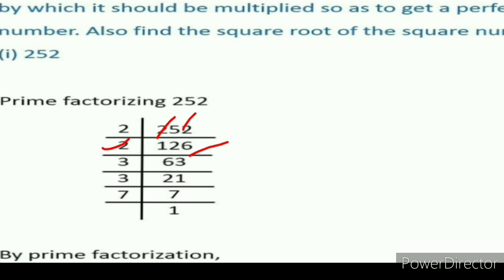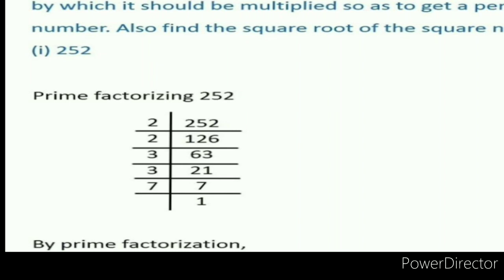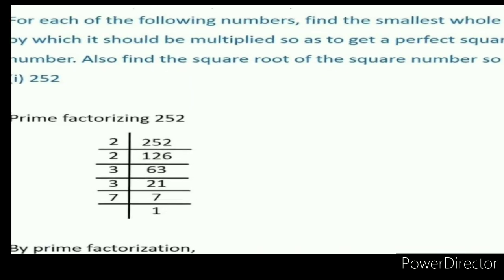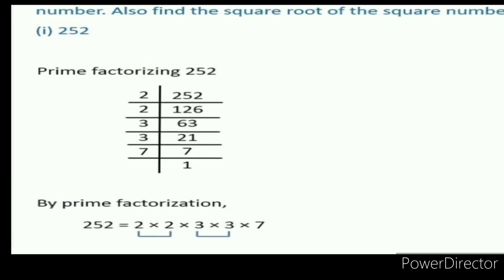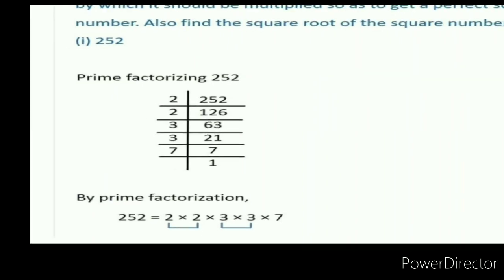Not all odd numbers are divisible by 3, but look at the digits 6 and 3, they are multiples of 3, so it is divisible by 3. Next, 21 you are getting, 21 is a multiple of 3, so it is divisible by 3. Then 7 is a prime number, so it is divisible by the same number itself. You should continue division till you get the quotient 1. After finding factors, arrange them in the form of a product. That is, by prime factorization, we get 252 is equal to 2 into 2 into 3 into 3 into 7.